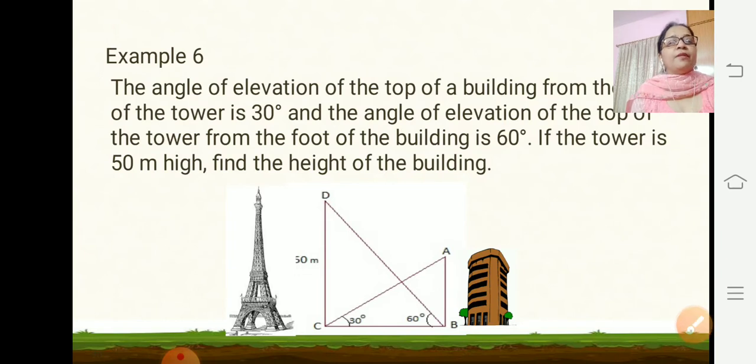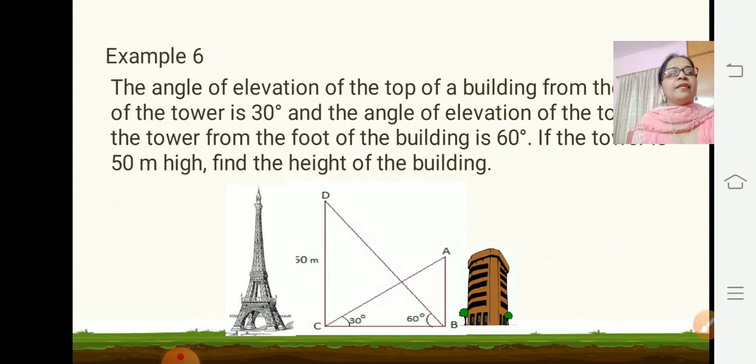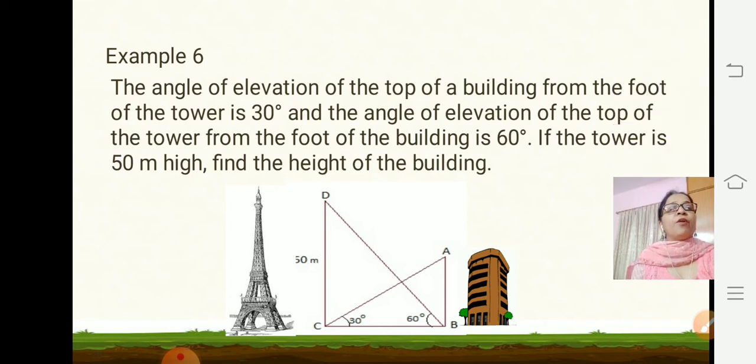Next example, the angle of elevation of the top of a building from the foot of the tower is 30 degree and the angle of elevation of the top of the tower from the foot of the building is 60 degree. If the tower is 50 meter high, find the height of the building.